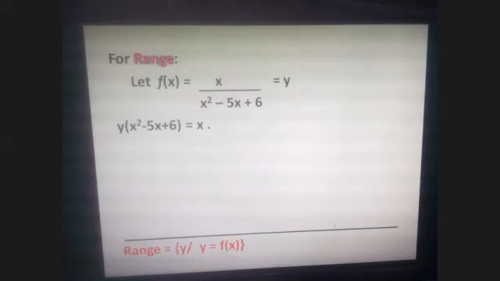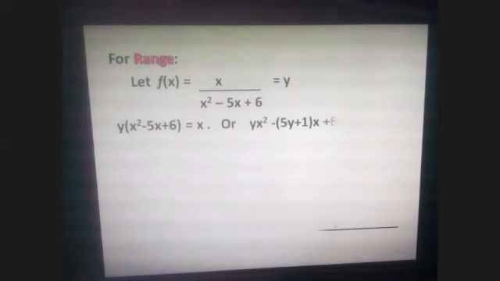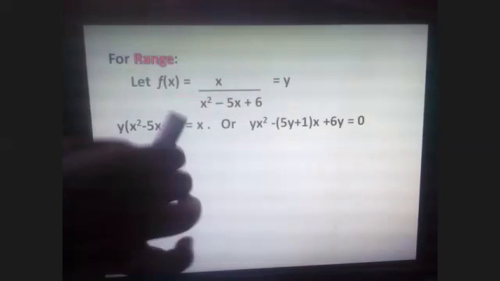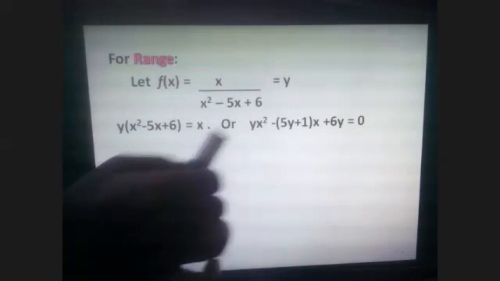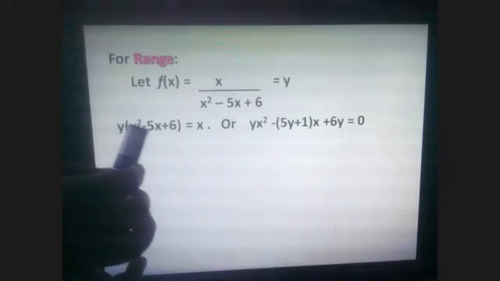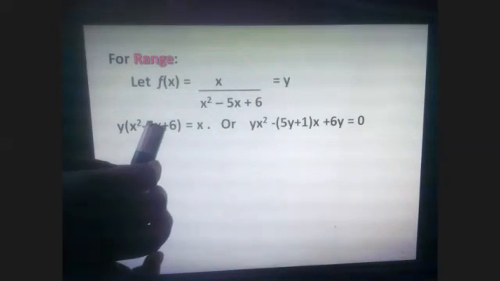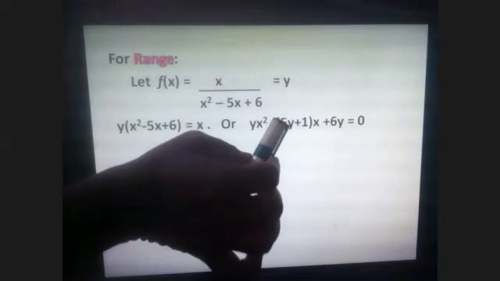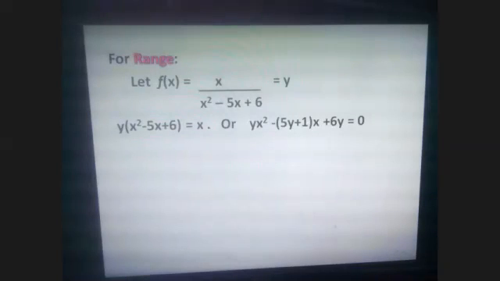Y into (x squared minus 5x plus 6) equal to x. Cross multiplied, y into (x squared minus 5x plus 6) equal to x. Be very careful this time. Open the bracket: yx squared minus 5xy plus 6y equal to x. All terms taken to the left side. Yx squared minus 5y x, right? Minus x, that I combined: yx squared minus (5y plus 1) into x plus 6y equal to 0.